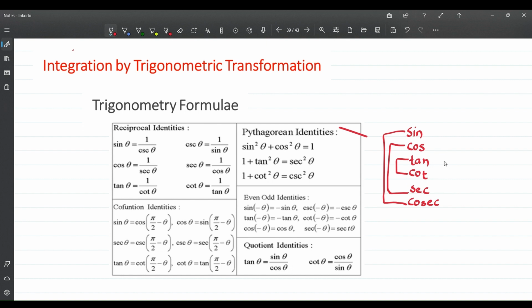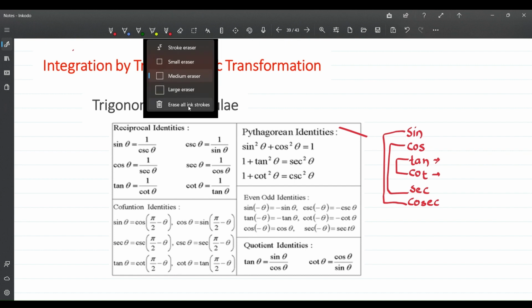of each other. Similarly, another formula is tan theta is equal to sin theta upon cos theta, and cot theta is equal to cos theta upon sin theta. So we have to know the reciprocals in this topic, or throughout integration.